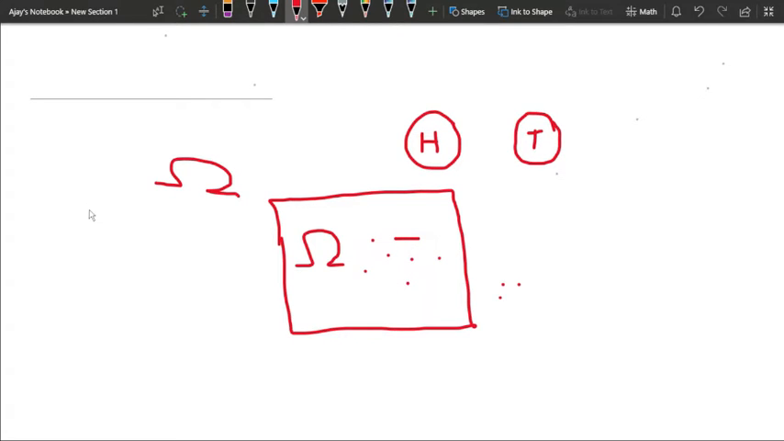Number one, mutually exclusive. Number two, collectively exhaustive, and number three, at the right granularity.